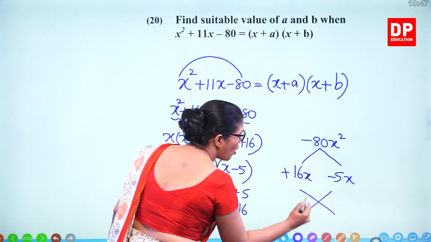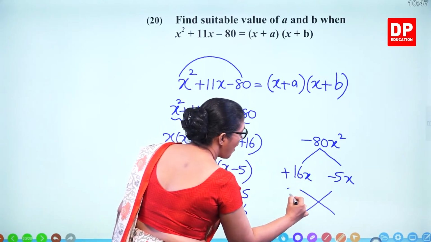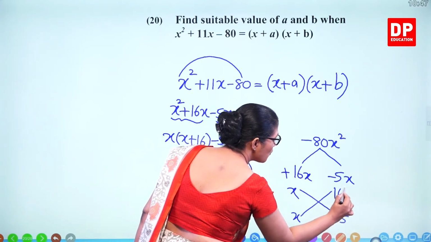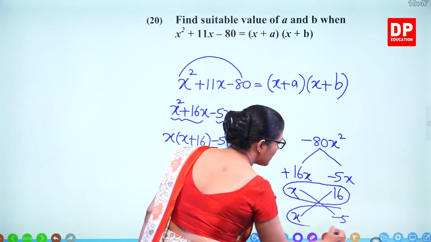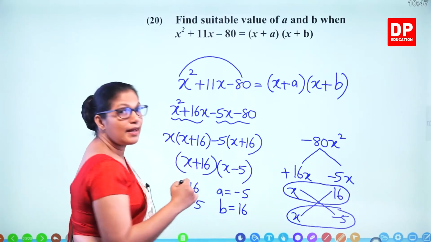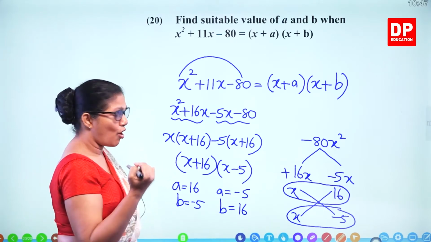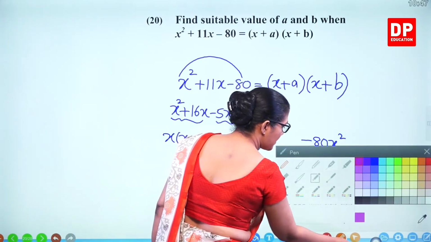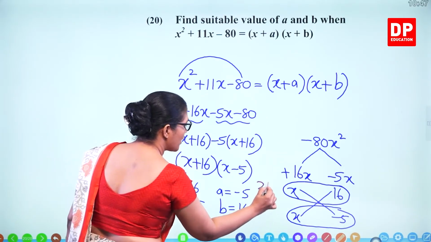So you draw a cross. You get x squared, x and x. Factors are 16 and minus 5. So you write down factors this way, x minus 5 and x plus 16. So for short questions, you can use this method to find out the factors at once. So 2 marks for that.